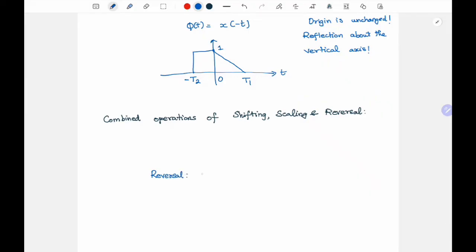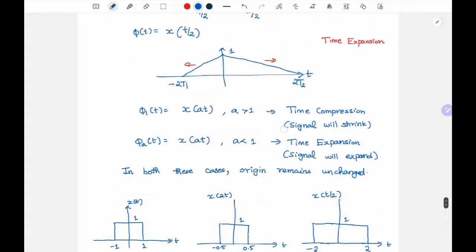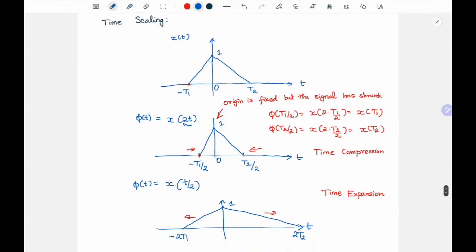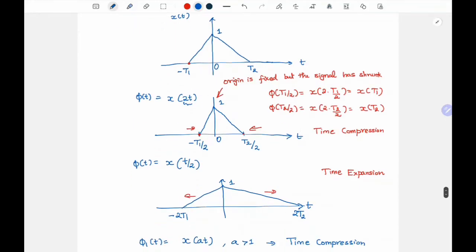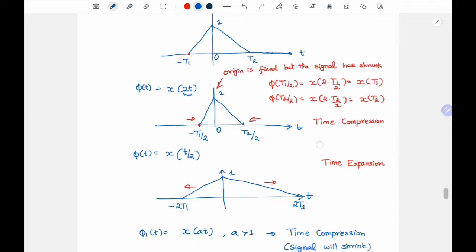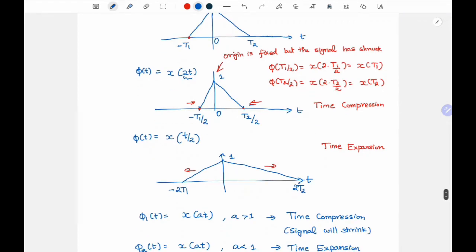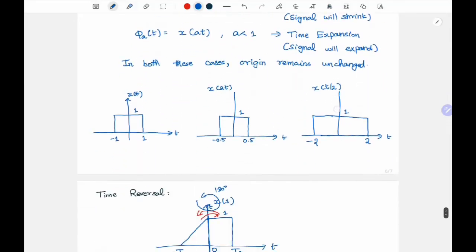mathematically what have we done? Replaced t with minus t, right? And before this, what did we have? Scaling. In scaling, what did we do? Whenever we compressed, we replaced t with a times t, however much the compression ratio is, right? And for expansion, we replace t with t by a, and a is the expansion ratio.